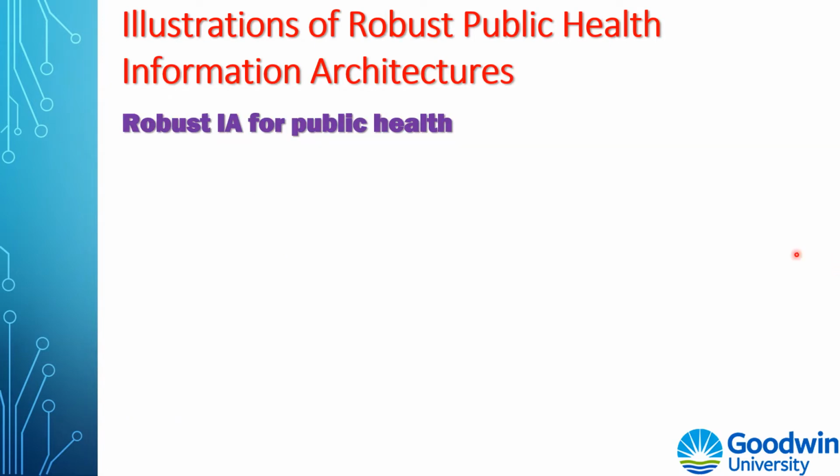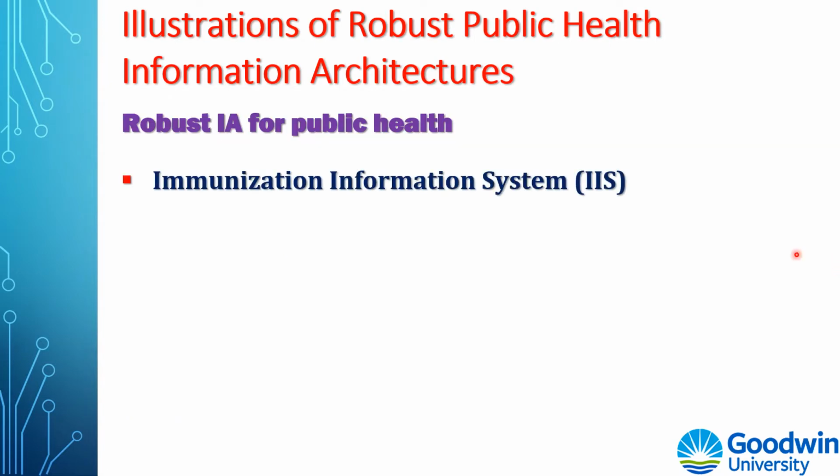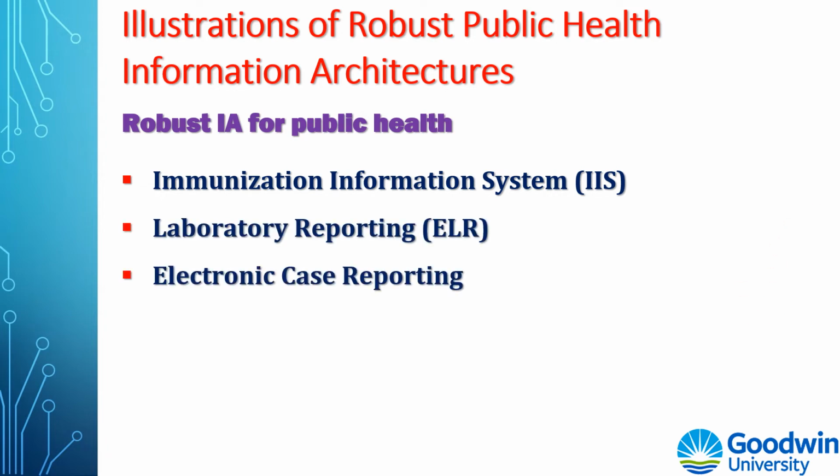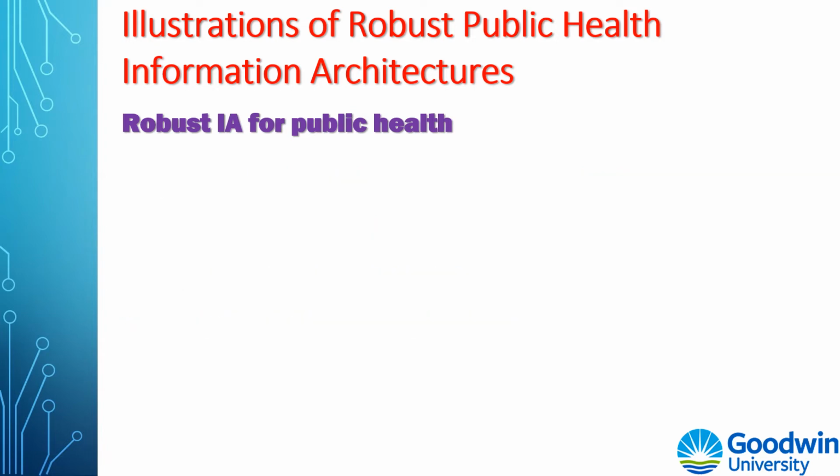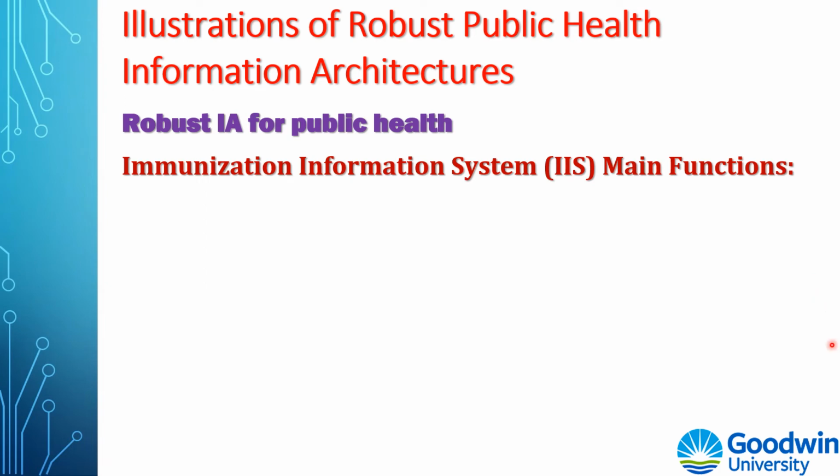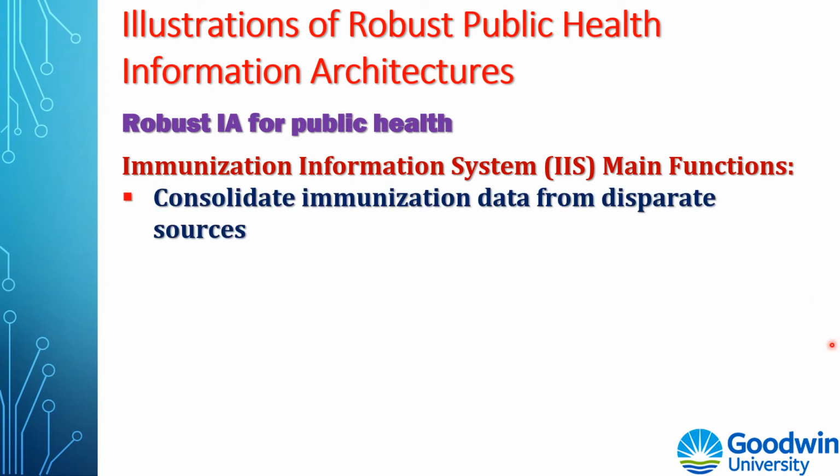So robust information system, one of the things is immunization information system. There's also laboratory reporting. And then there's electronic case reporting and bidirectional communication. And so let's look at these. So immunization information systems has some main functions. It consolidates the immunization data from different sources into one.